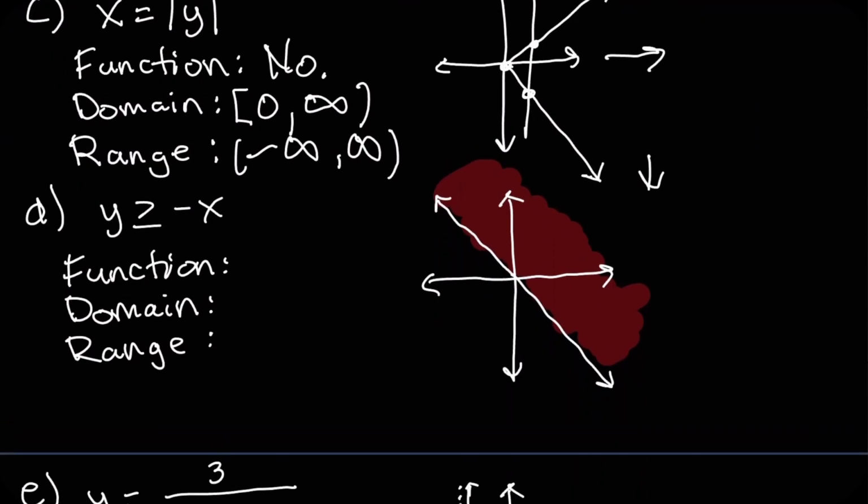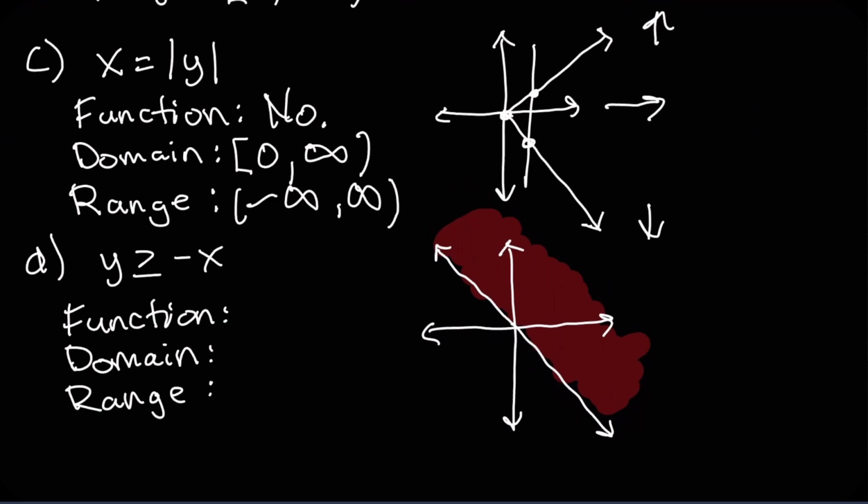Our last example here, we have y is greater than or equal to negative x, and our graph over to the right hand side, we have our solutions above this specific line here. So our function test, is this going to be a function? Well, let's see. If these are all our solutions in here, if we do a vertical line test, it's going to intersect at multiple individual points within here. So this is not going to be a function.